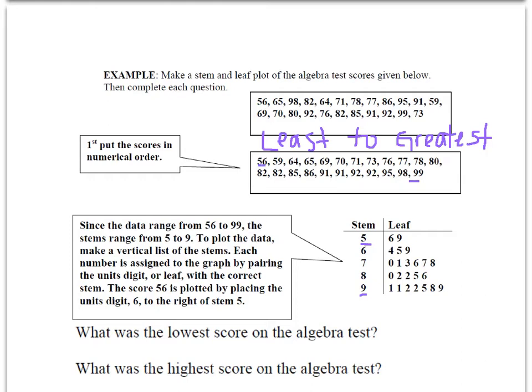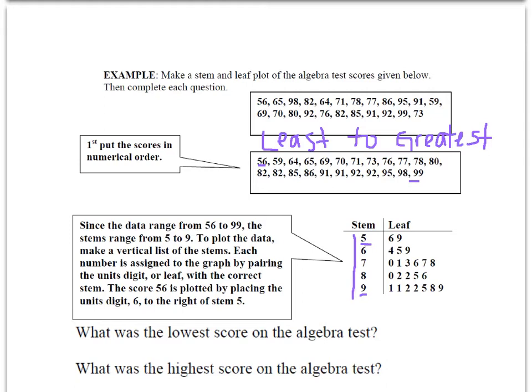To plot the data, make a vertical list of the stems. So vertical means up and down, and I have 5 through 9. Each number is assigned to the graph by pairing the units digit, or leaf, with the correct stem. The score 56 is plotted by placing a 6 to the right of the stem.